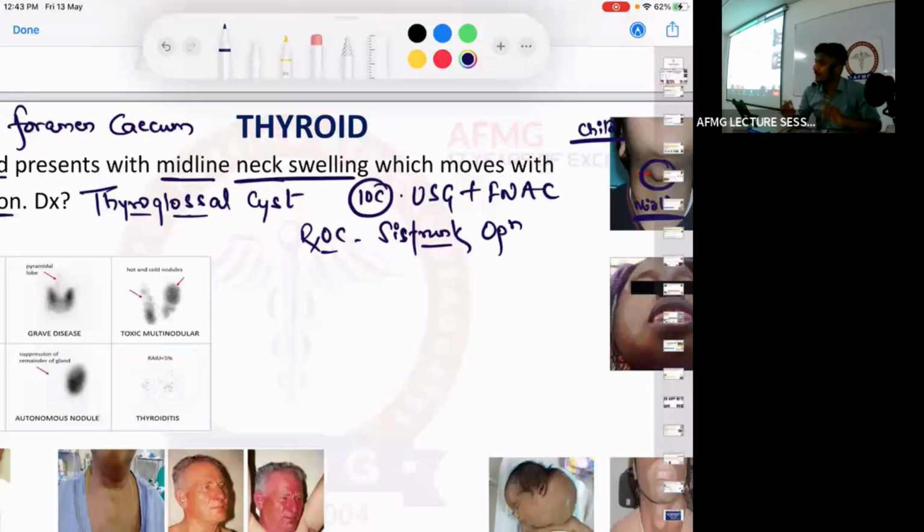No issues with this. And the treatment for thyroglossal fistula is also Sistrunk operation. No issues with this. Very good.